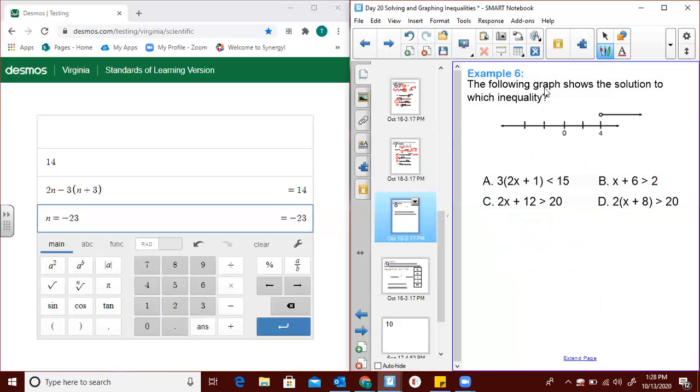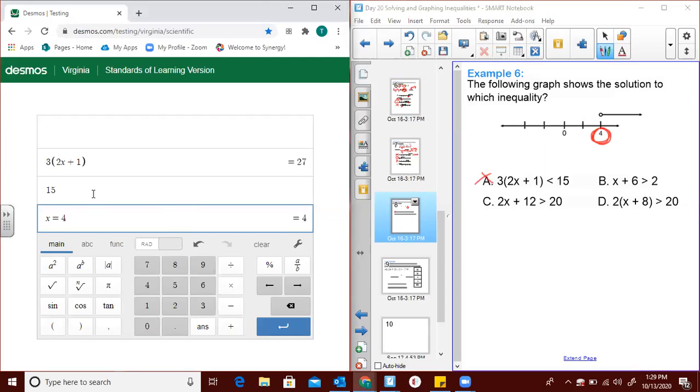All right, so the following graph shows the solution to which inequality? So here, for this one, my trick to you guys is just put it in Desmos and test the 4. That's all we're going to do. So if I have 3, 2x plus 1, and then I put in my 15, I'm just testing A. And I go x equals 4. We see that I get a 27 and a 15. They do not match, so this is not of interest.